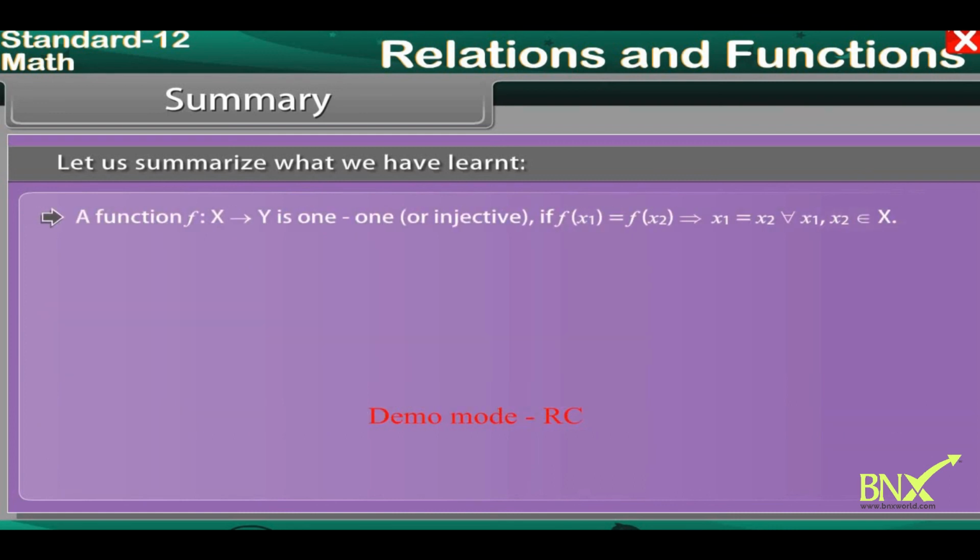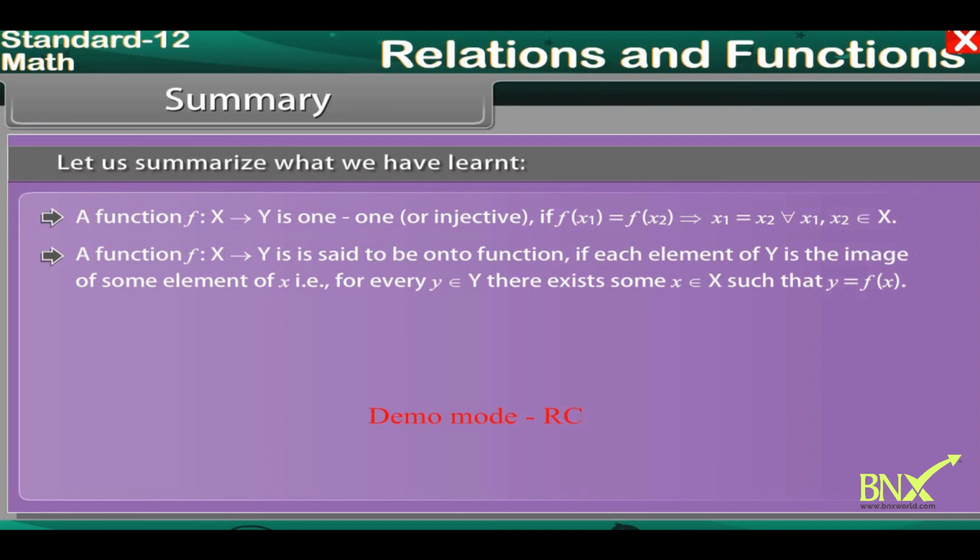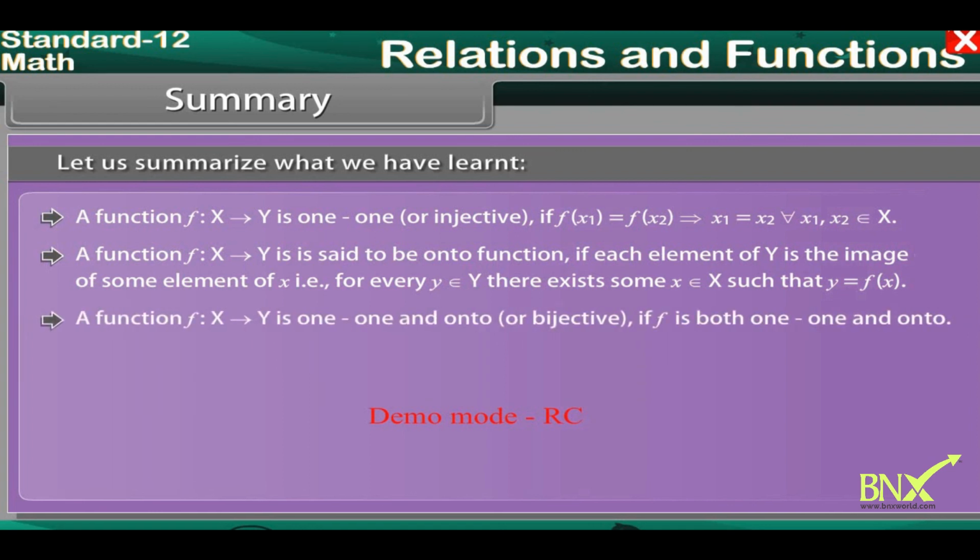A function f from X to Y is 1-1 or injective if f(x1) = f(x2) implies that x1 = x2 for each x1, x2 belongs to X. A function f from X to Y is said to be an onto function if each element of Y is the image of some element of X, that is, for every y belongs to Y, there exists some x belongs to X such that y = f(x). A function f from X to Y is 1-1 and onto, or bijective, if f is both 1-1 and onto.